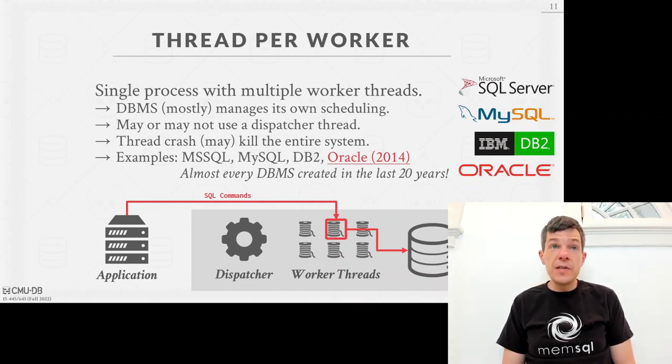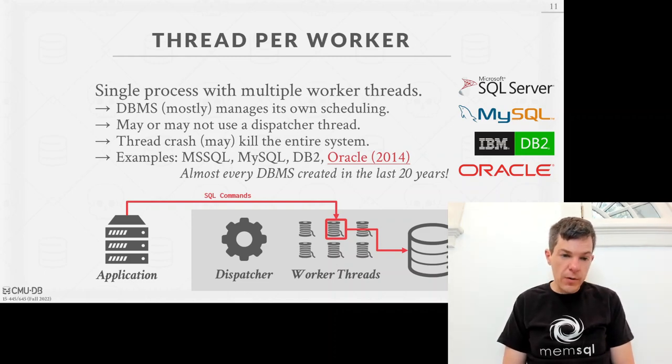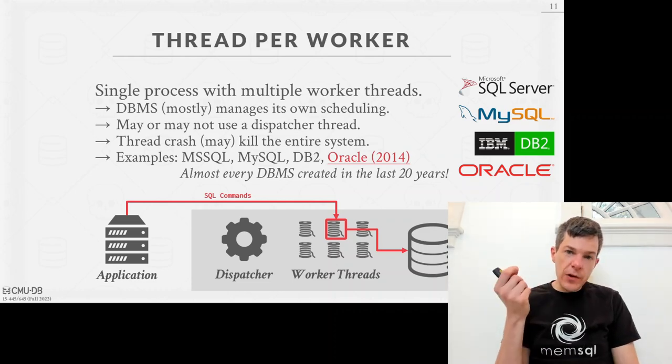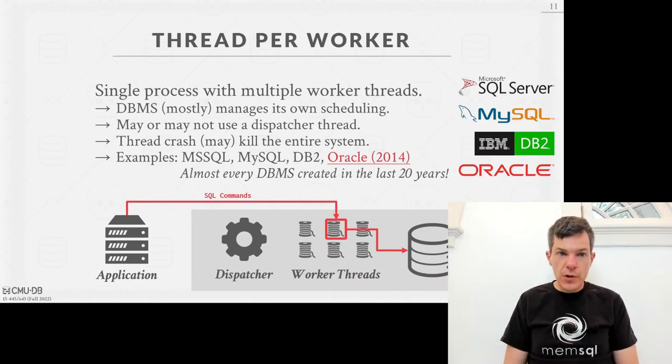I'd say at CMU, we did hack up Postgres in 2015 to make it multi-threaded. Don't recommend it. I forget why we did that. But it can be done, but it's still strictly a single process model, or process per worker model. The only systems in the last 20 years that don't do this approach is anything that is a fork of Postgres.